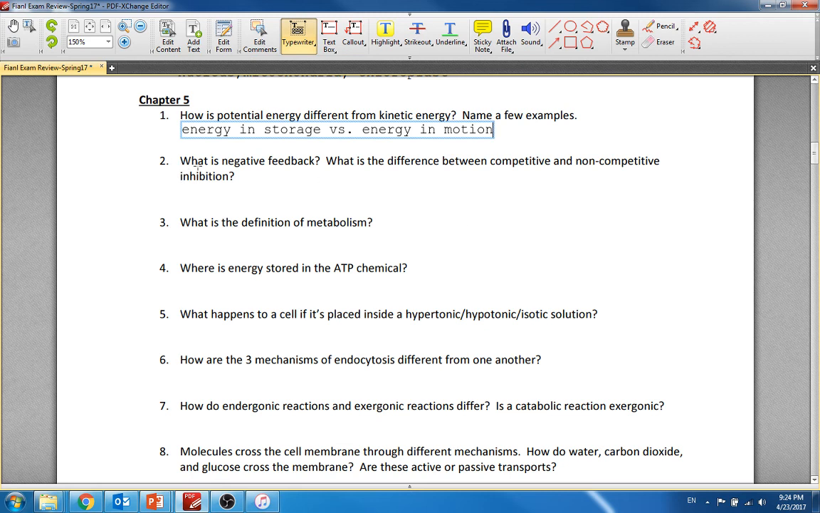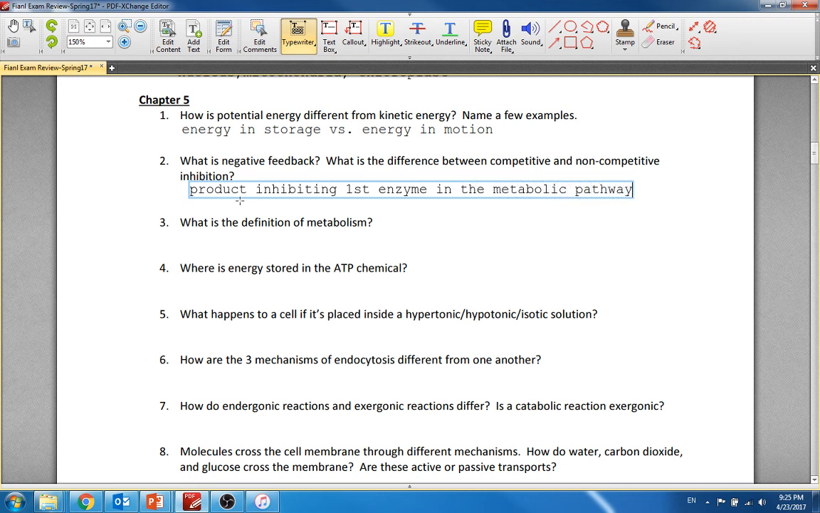Second question, what is negative feedback? Negative feedback refers to metabolic pathways where the product from the last enzyme will go back and inhibit the activity of the first enzyme, right? That's negative feedback. The product going back to slow down the activity of the first enzyme.